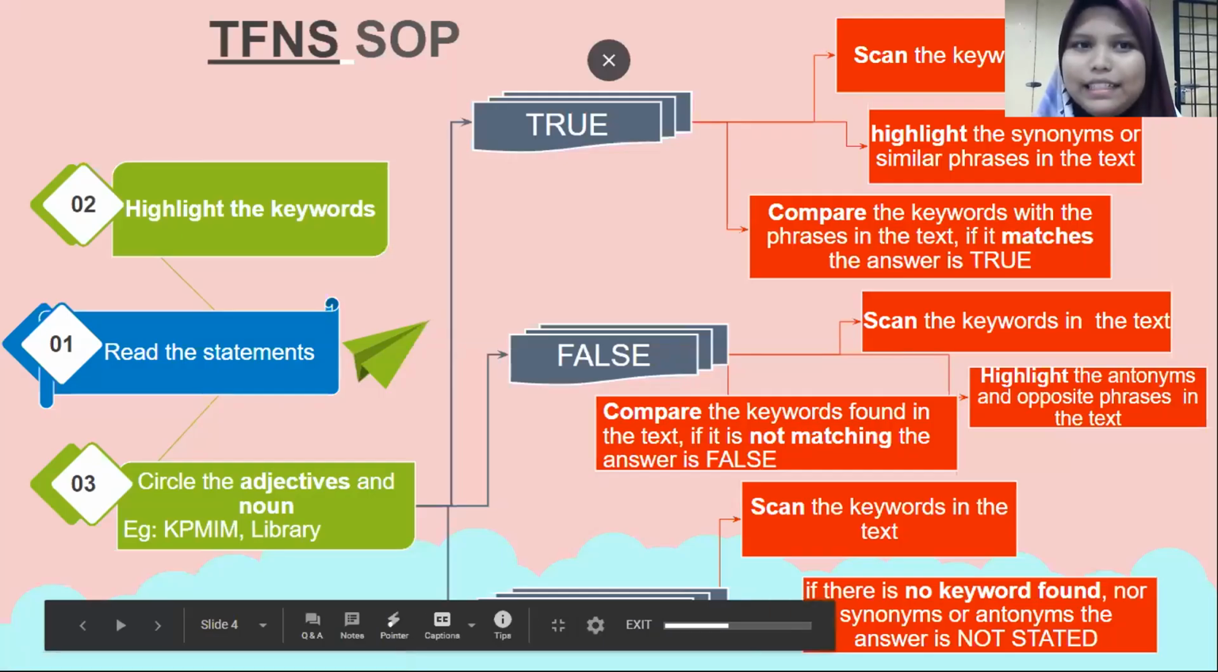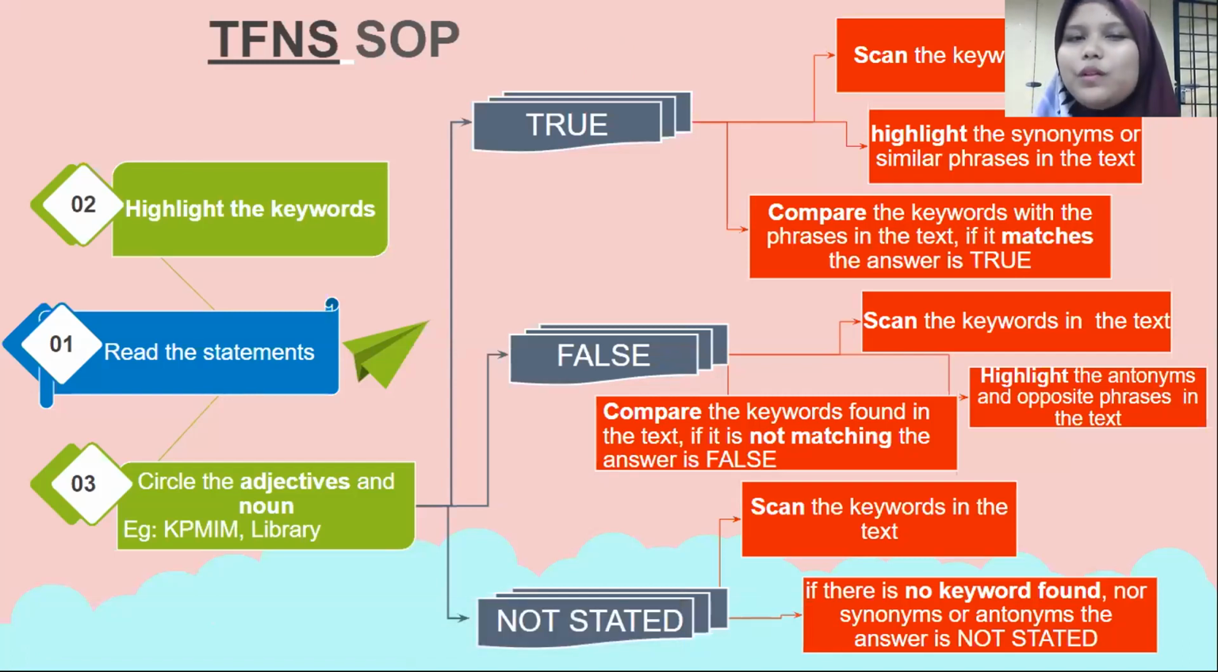As you can see here, this is the TFNS SOP. But first of all, we have to know how to distinguish the TFNS question from other types of questions, such as SD or FO. It's really easy. Just take a look at the answer options. If the answer options are true, false, or not stated, it is 100% a TFNS question. That is how you distinguish the TFNS question from other questions.